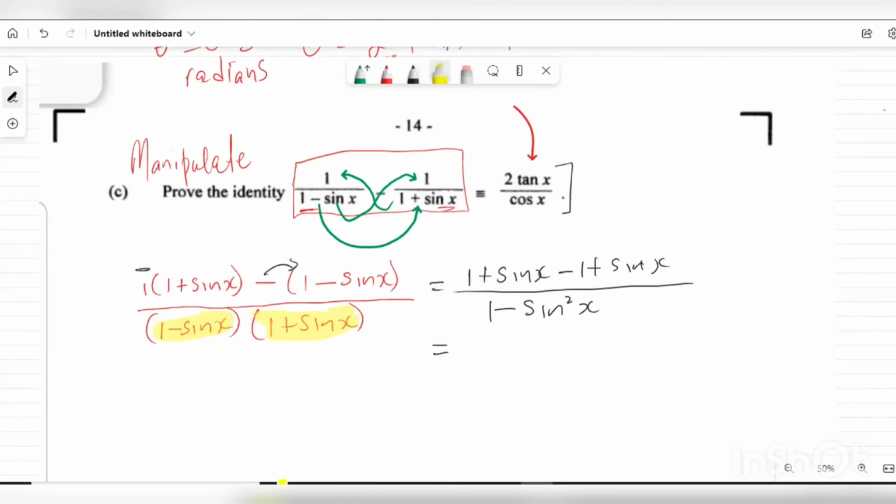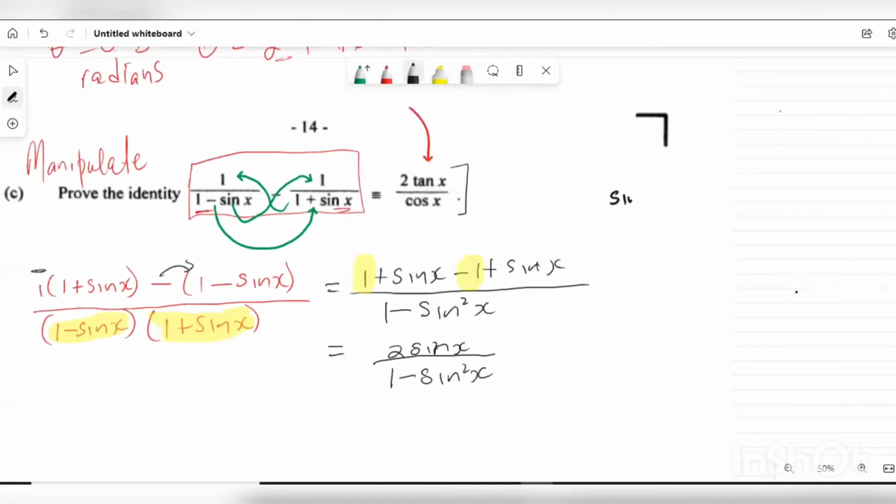One would now notice that positive and negative 1 cancel themselves out. So then we're now left with sine x plus sine x, which will give me 2 sine x over 1 minus sine square x.